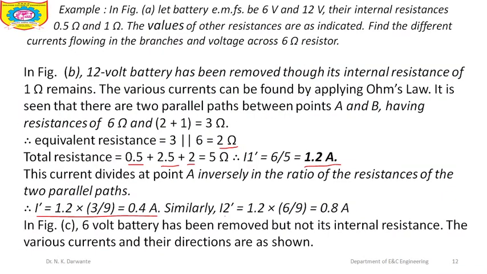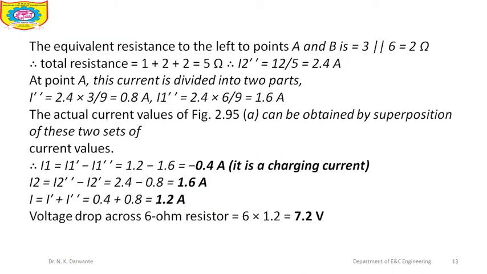Now similarly, in this case also we can find I2. In figure C, the 6 volt battery has been removed, but not its internal resistance. The various currents and their directions are as shown. The equivalent resistance to the left of points A and B is 3 parallel with 6. It comes out to be 2 ohm. Total resistance is equal to 5 ohm. Then by using this calculation we can find I2 double dash is equal to 2.4 ampere.